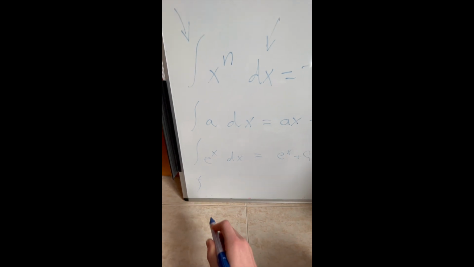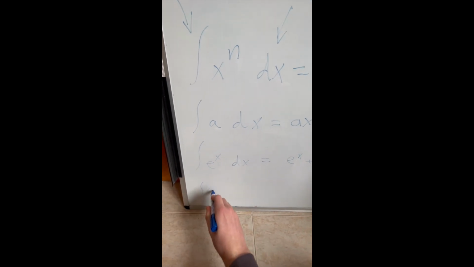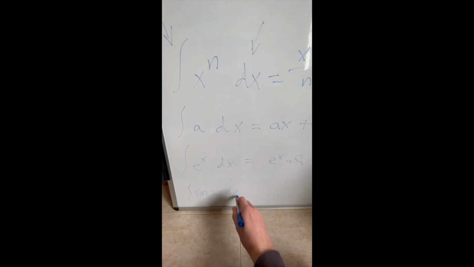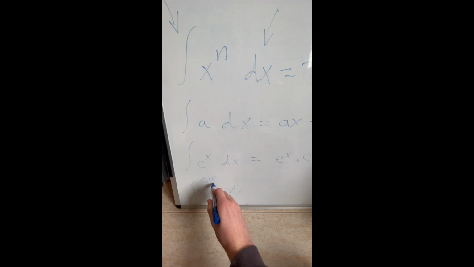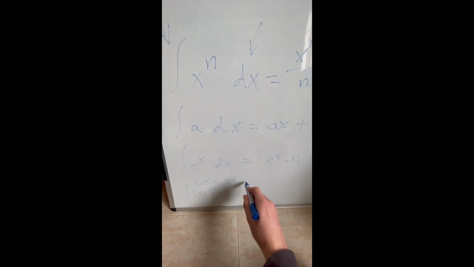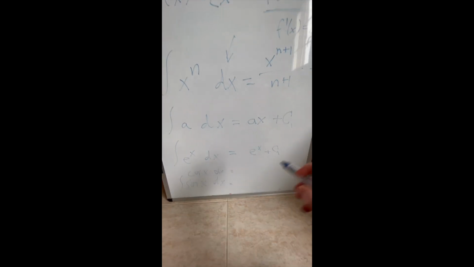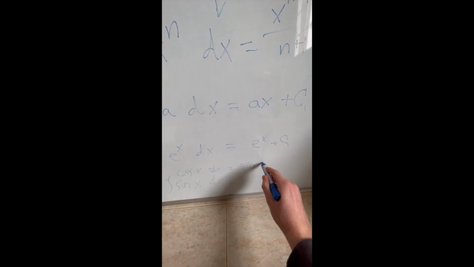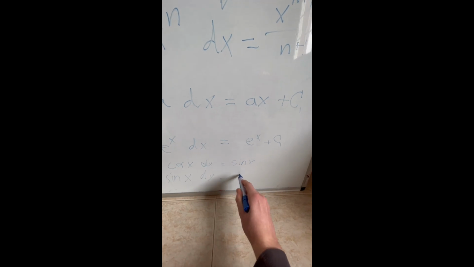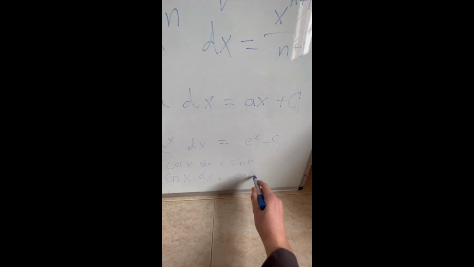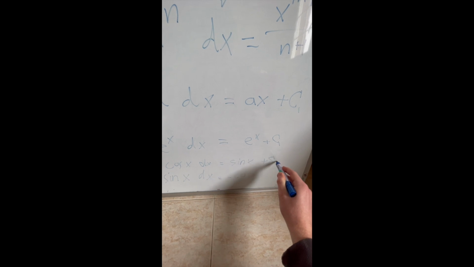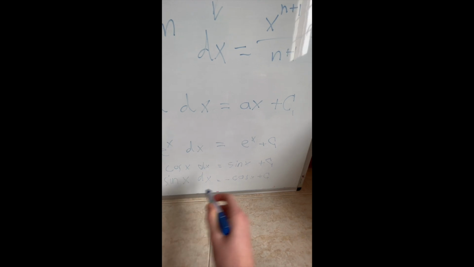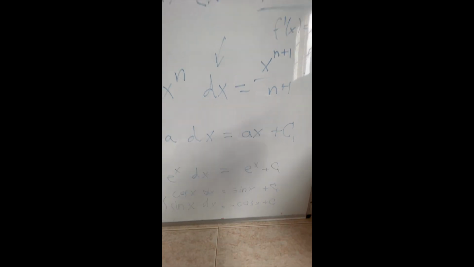And then finally, for our last one, we have the integral of sine of x dx and cosine of x dx, which are, of course, the integral of cosine of x is sine of x, and the integral of sine of x is minus cosine of x, plus c on both. If you remember, the derivative of cosine of x was minus sine of x, so if you have sine of x, it will be minus cosine of x.